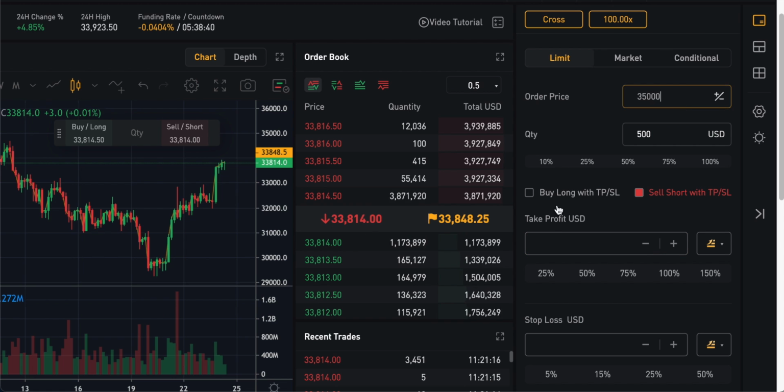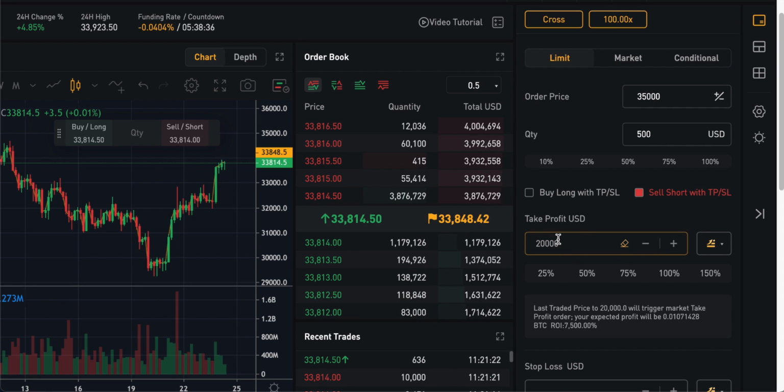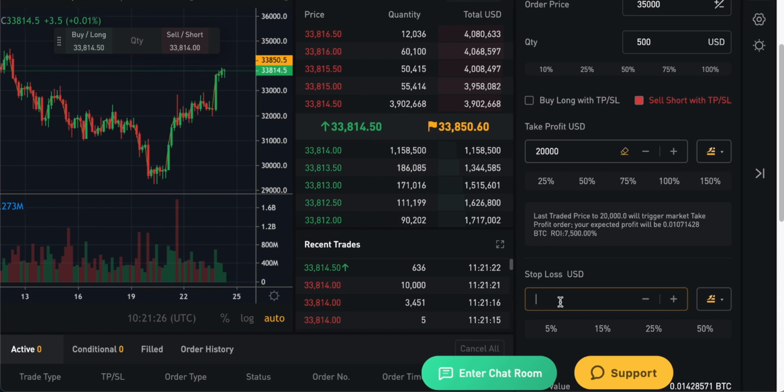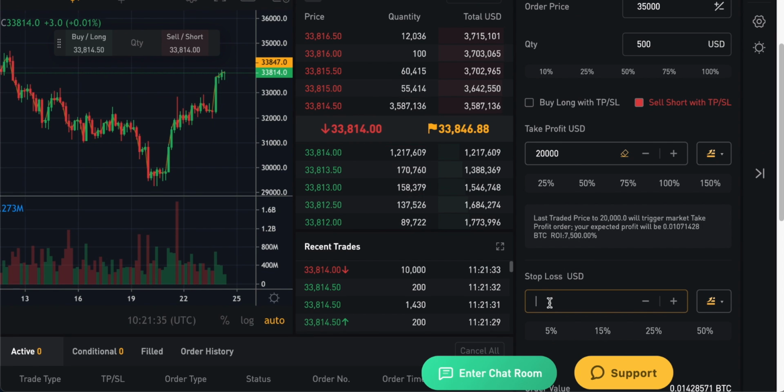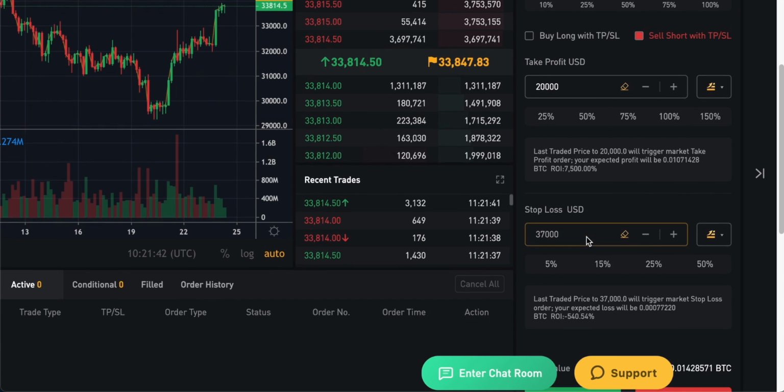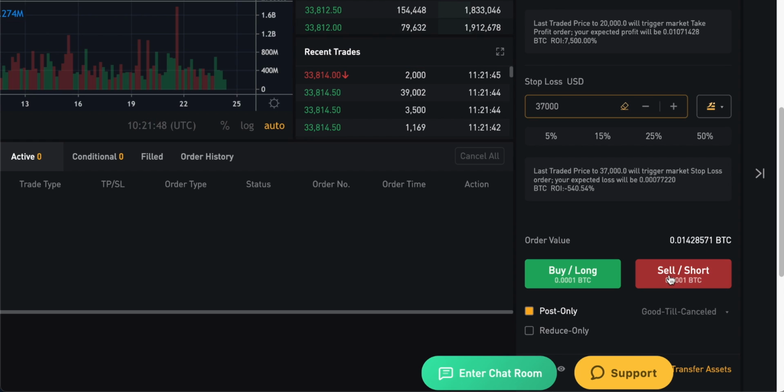So we'll enter at 35 and we want to take profits, let's say at 20,000 like this, and a stop loss is going to be above our entry price because we're betting on the price going down. We're essentially selling short at 35. So our stop loss, let's say, is 37,000. This is obviously the complete opposite of a buy, but we can just go through, press that sell short, and that will come up in our active orders just like we had that buy order.